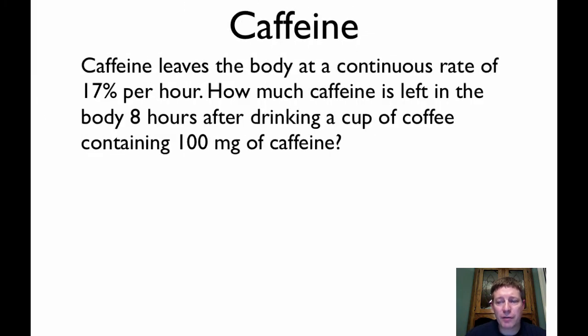Here's a caffeine problem. Caffeine is something that once you drink it, it starts to decay. It starts to metabolize. And so once again, we see this word, it's a continuous rate problem. So clearly it's going to have the form of a quantity equals A times e to the kt.